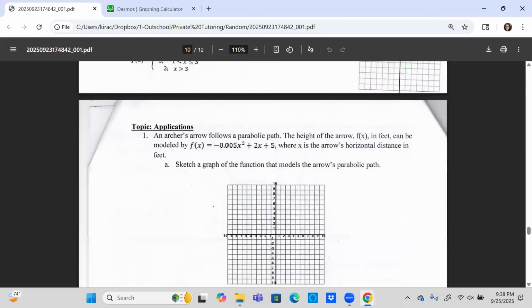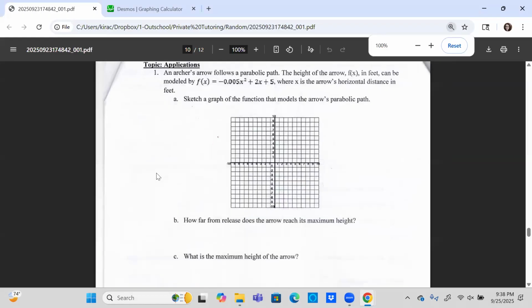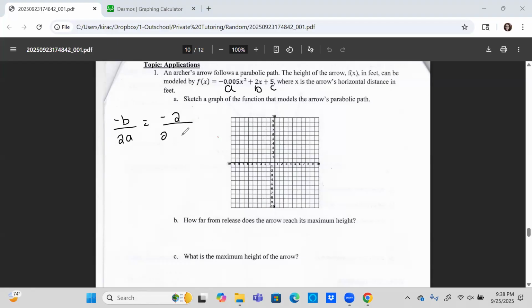Alrighty. An archer's arrow follows a parabolic path. Sketch the graph. Okay, so this is a, b, c. Let's find the vertex by doing -b over 2a. So that's going to be -2 over 2 times -0.005.